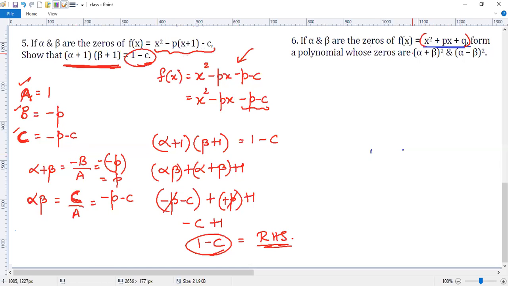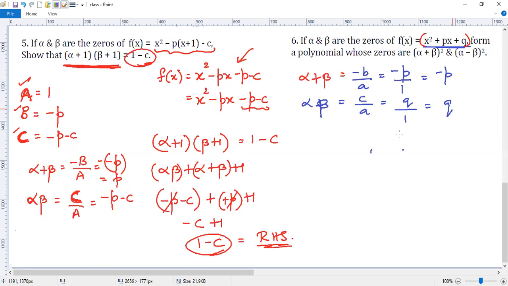So now if alpha and beta are the zeros, then alpha plus beta for this one, what will it be? What will be alpha plus beta? It is minus b by a. What is minus b by a? What is there in the place where b should be? P is there. So minus p divided by 1 which is equal to minus p. Right? Next, alpha into beta. What is alpha into beta? C by a. What is c? q. So it will be q by 1 or just q.